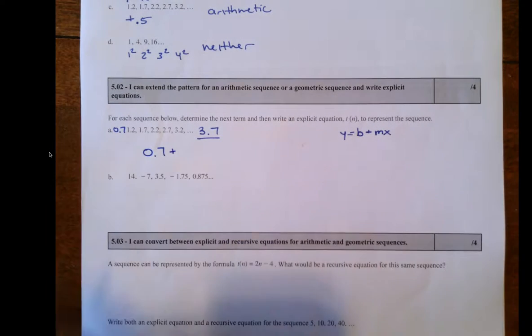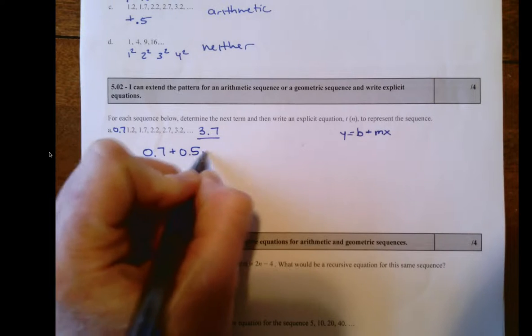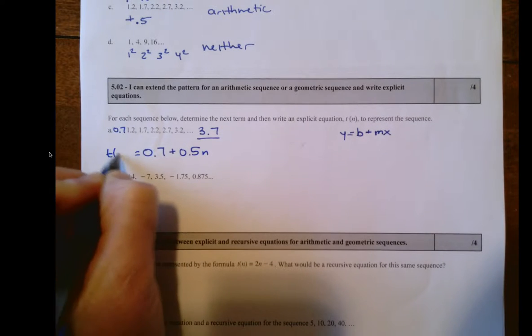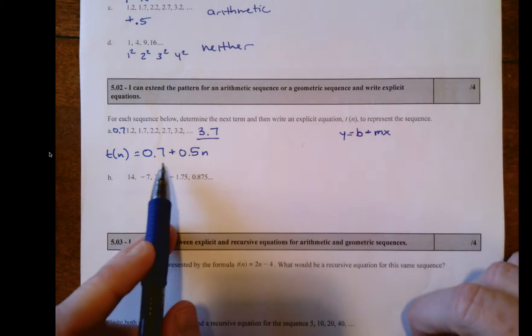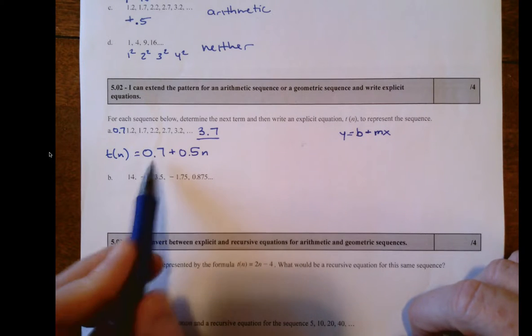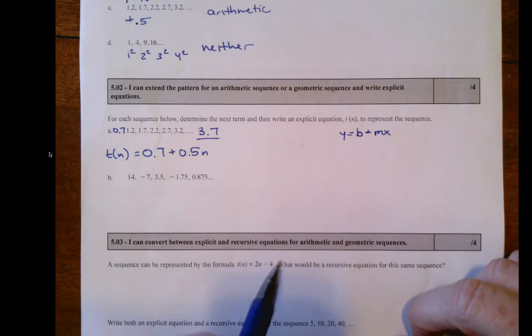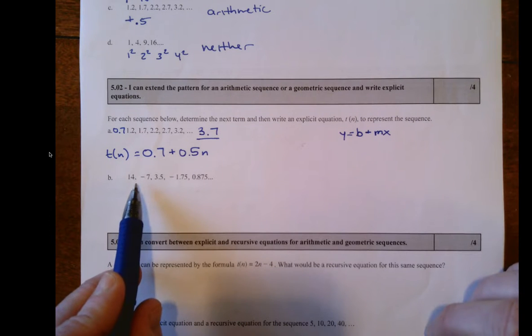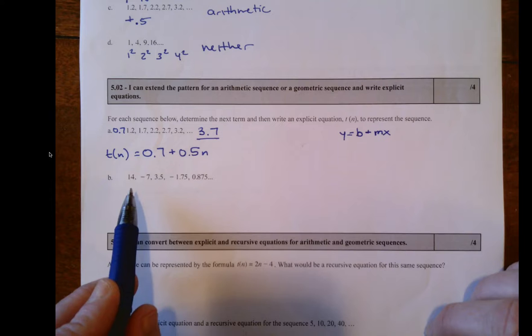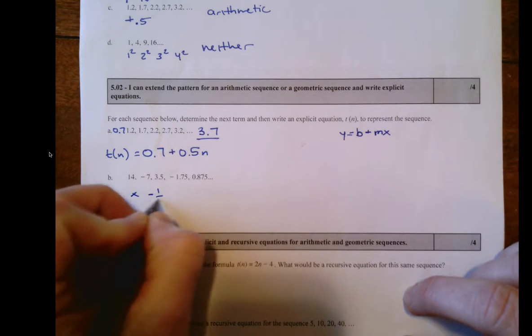And then what am I adding each time? I'm adding a 0.5. And that is my explicit term, or my explicit equation for an arithmetic sequence, right? I have the 0 term plus whatever you're adding each time. Okay. Now here, this is the same as what we saw in problem A up above. So we are multiplying by a negative 1/2 each time.